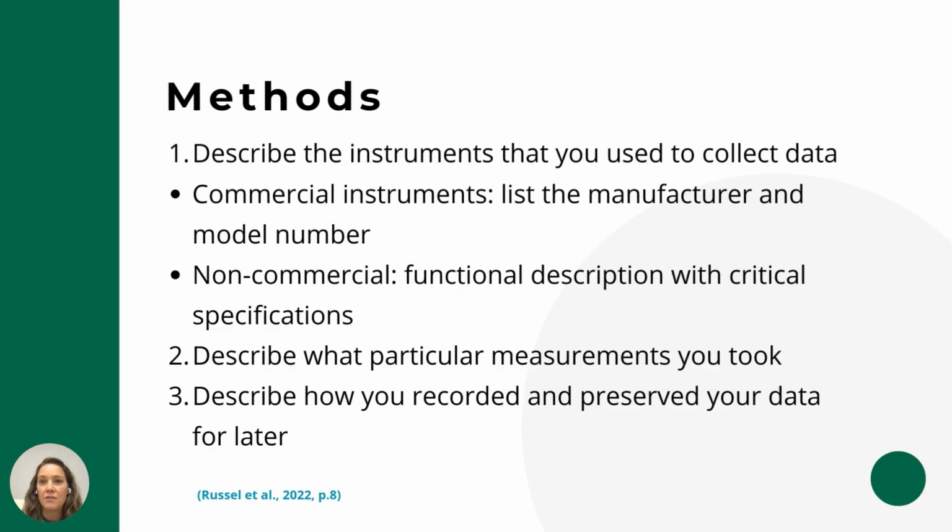In your methods section, remember that in this part, you are describing the instruments you used or will use to collect data, and be sure to refer to your instruments correctly. So there are a couple of recommendations there. With commercial instruments, you're listing the manufacturer and model number. Non-commercial, you're listing a functional description with critical specifications. Then describe what particular measurements you'll make and how you recorded and preserved your data for later.